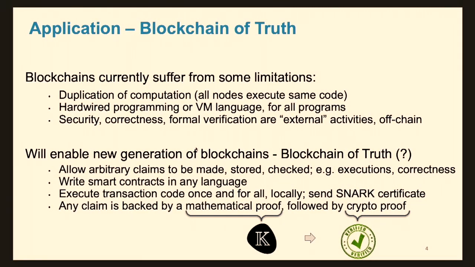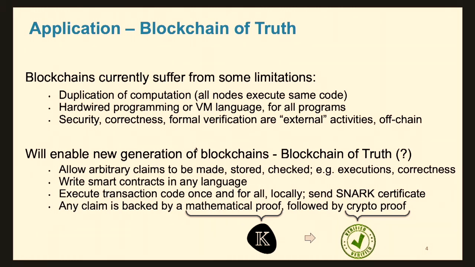And I told you that it captures all the existing uses of ZK or verifiable computing, but it also enables a completely new, and I'm tempted to say crazy, but it's not crazy at all, actually, idea. You can have a blockchain of truths, of facts that are checked and hold for sure. Okay? And that blockchain would allow you to write arbitrary claims, stored, checked, executions, correctness.